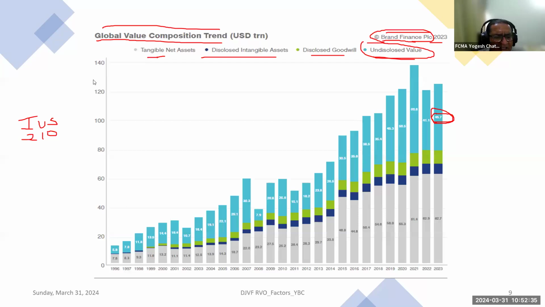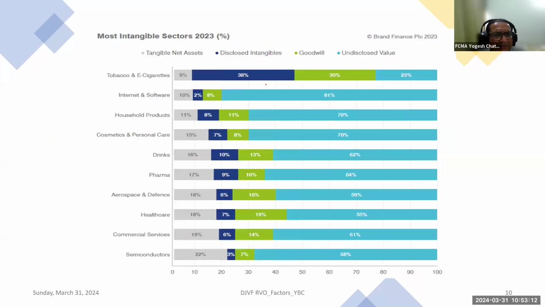Around 46, and gradually, in 2021, that went up to even 61. That went up to 61. So this is in trillion US dollars. 61 is the trillion US dollar figure, and 47 is the trillion US dollar figure. So you will appreciate that a sizable amount of goodwill, or intangible asset, is undisclosed, that is off balance sheet, because of the guidance provided in the financial statement.